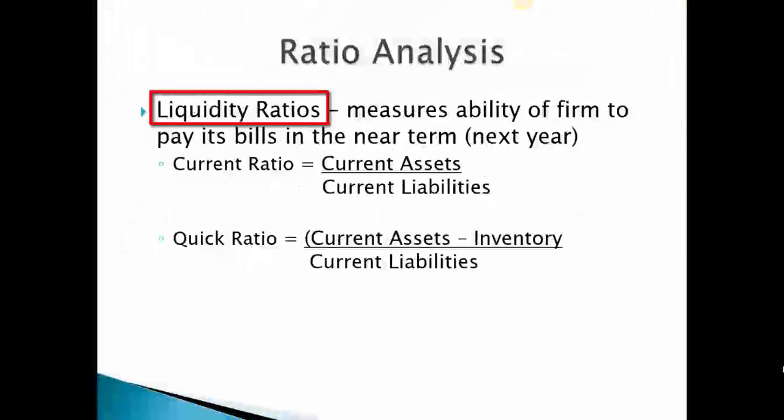The first one is a category that measures the liquidity of the firm, the firm's ability to pay its bills in the near term, and especially over the next year. So the first ratio that we're going to look at, the first liquidity ratio, it's a very common one, is the current ratio, and that's defined as the current assets divided by the current liabilities.